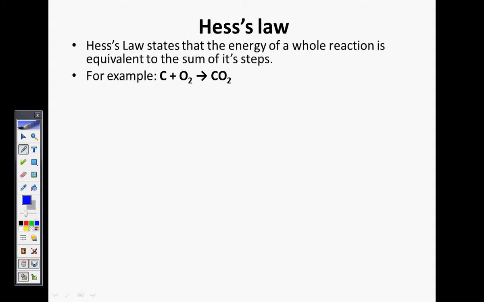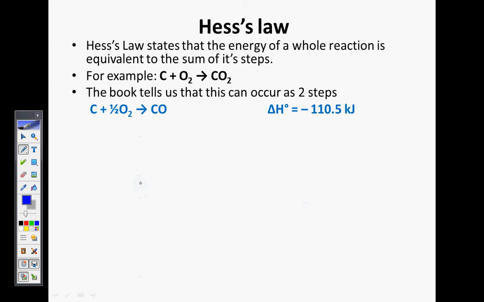So this is the problem. I can't do this in my bomb calorimeter, but I still want to write this in the data booklet. How much energy is released for this? The book tells us that we can do it in 2 steps. My carbon and oxygen can react together and give me carbon monoxide. I can do that in my bomb calorimeter, and I can see the delta H of that reaction is exothermic 110.